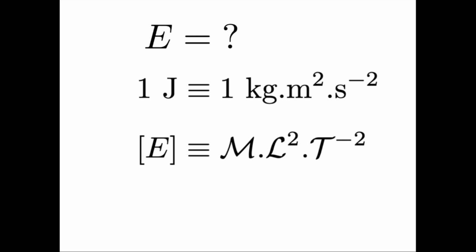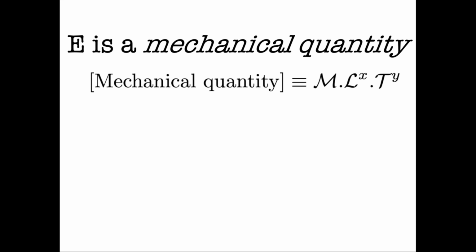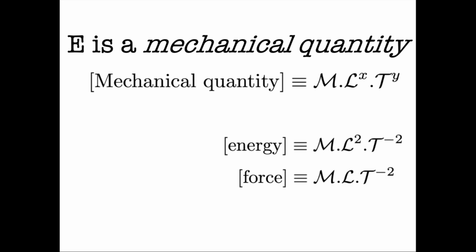The capital M here stands for the dimension of mass, which from the perspective of kinematics is the stereotypical extra dimension, a dimension beyond those of space and time. We will say that energy, E, is a mechanical quantity. Generally, quantities with the dimension of mass and some combination of length and time are mechanical quantities, or mass-carrying quantities, since they carry a dimension of mass. The energy is an example. The force also belongs to this category, and of course, the mass itself, for which the exponents x and y are just 0.